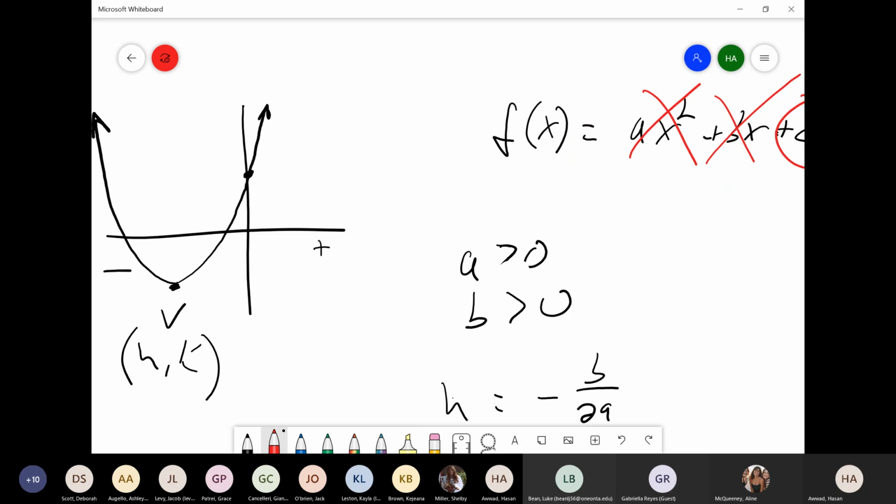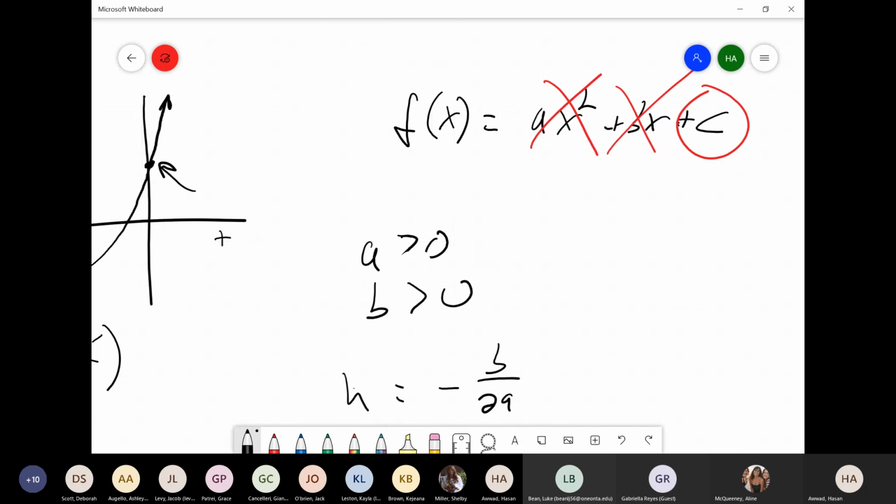So for our y-intercept, we see that it's actually positive on the y-axis. As a result, we know for free, once again, c must also be positive, because, again, c is our y-intercept.